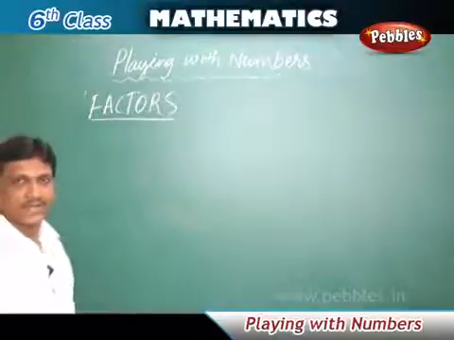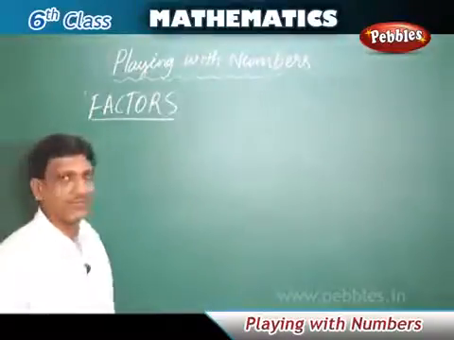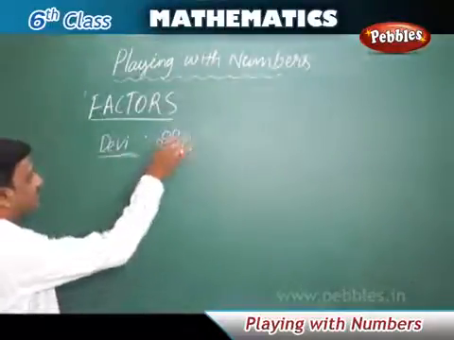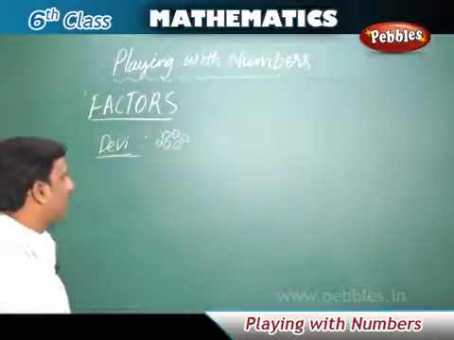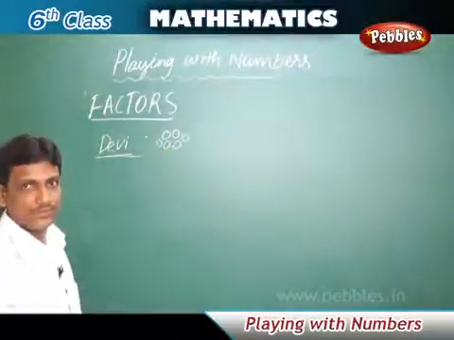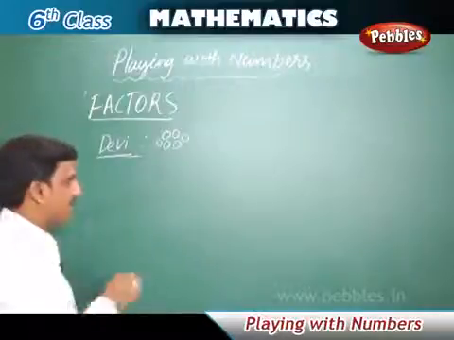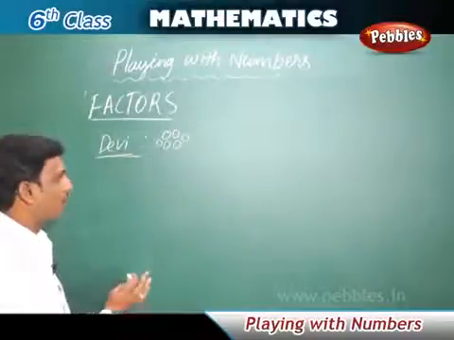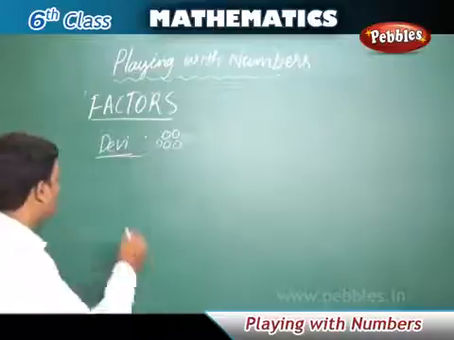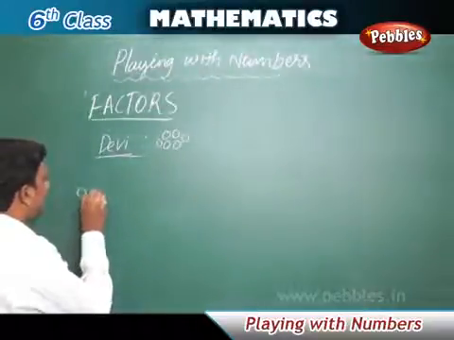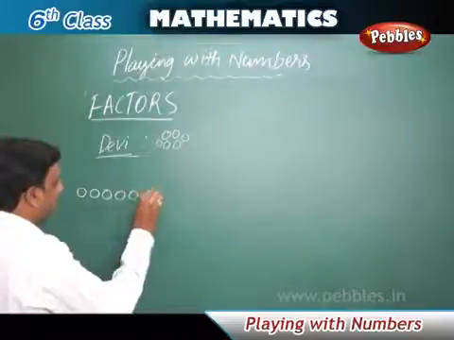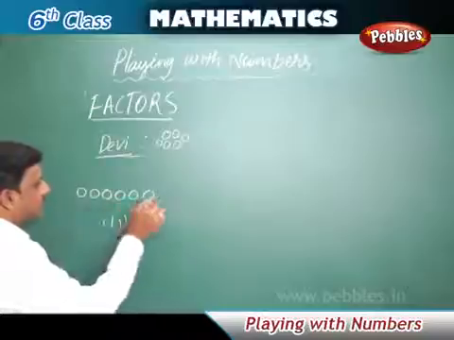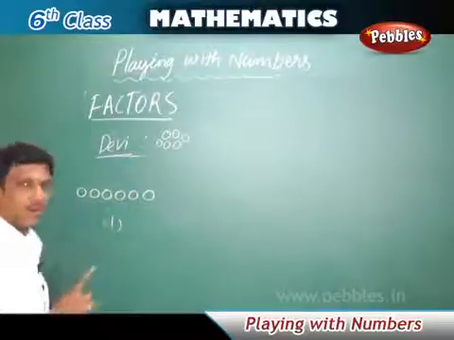Factors. What are factors? Let us understand the concept of factors with an example. Devi is having 6 coins with her. Now she wanted to arrange these 6 coins in some arrangements, but in every arrangement she wanted to maintain the same number of coins per column. Now let us see. In the first arrangement, Devi kept all the 6 coins in 6 columns. So this is arrangement 1, 6 columns, that is 1 coin per column.